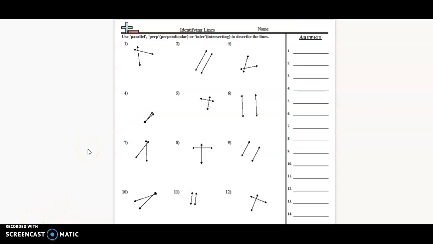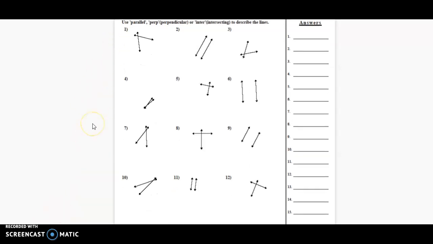For this activity, you will use parallel, perp, or inter to describe the lines. For example, number 1 is an intersecting line. So on the right side where it says answers, you will write 1 inter because they are intersecting lines. You will complete this activity, number 2 to number 15, on your own.